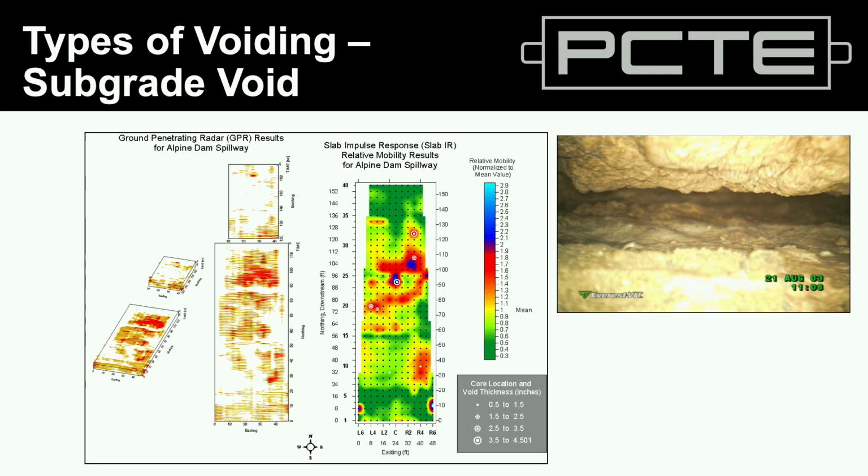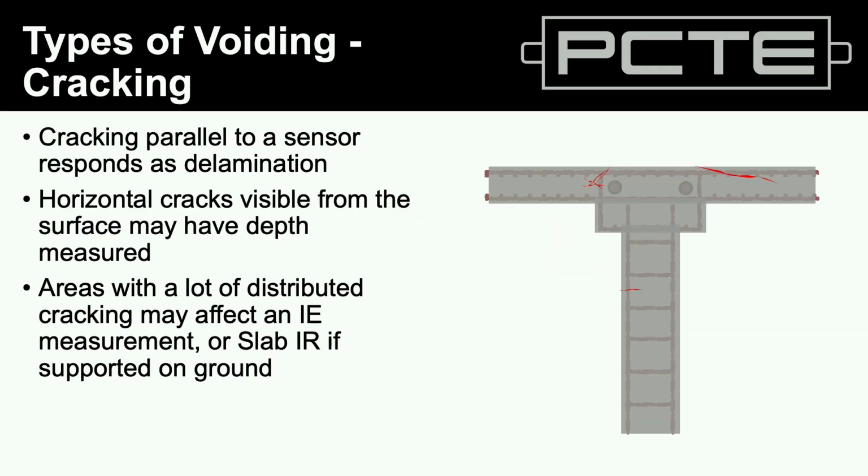And that's the kind of results that this data will produce. So radar on the left, red for stronger signal. Intensity of motion, slab impulse response in the middle, red for more motion, and then voids underneath the moving bits.